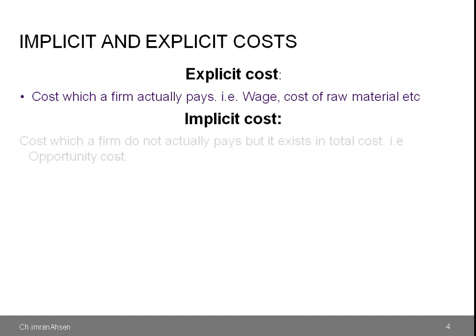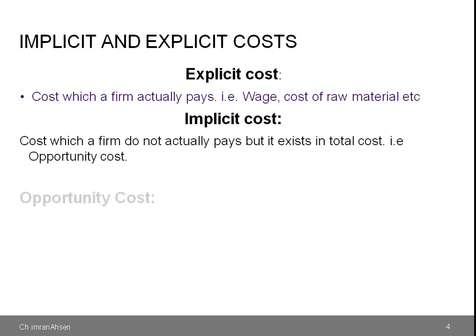Implicit cost, let me explain. It is a cost which a firm does not actually pay, but it exists in the total cost. This is what an implicit cost is. Like opportunity cost, a firm is not actually paying this cost, but it is hidden somewhere in the total cost. Let's see what opportunity cost is. It is the cost of the best alternative foregone. What you left, that is your cost.